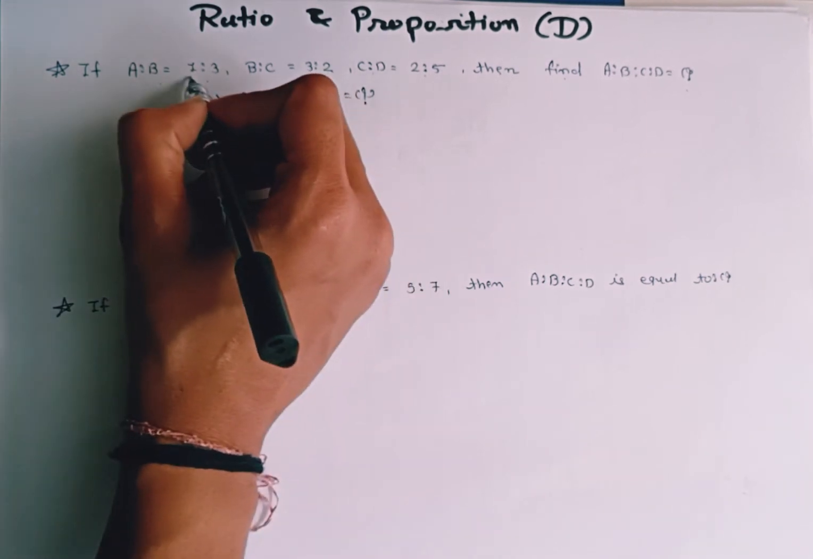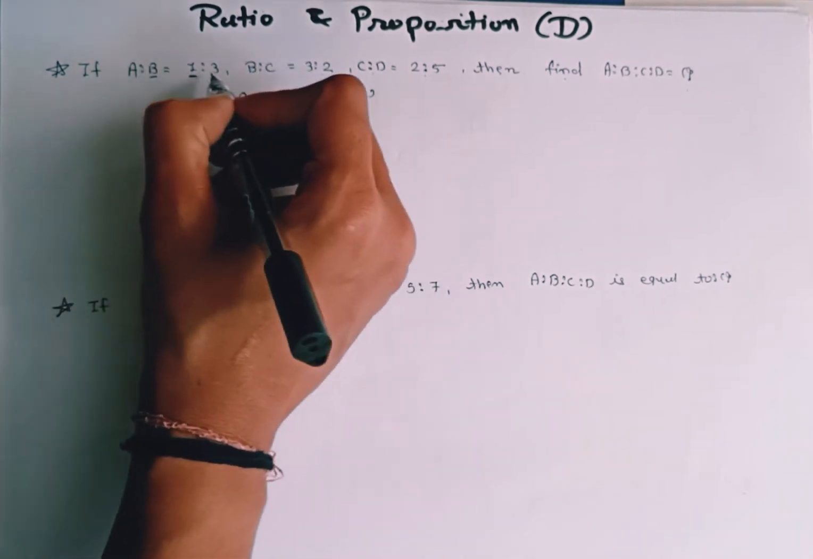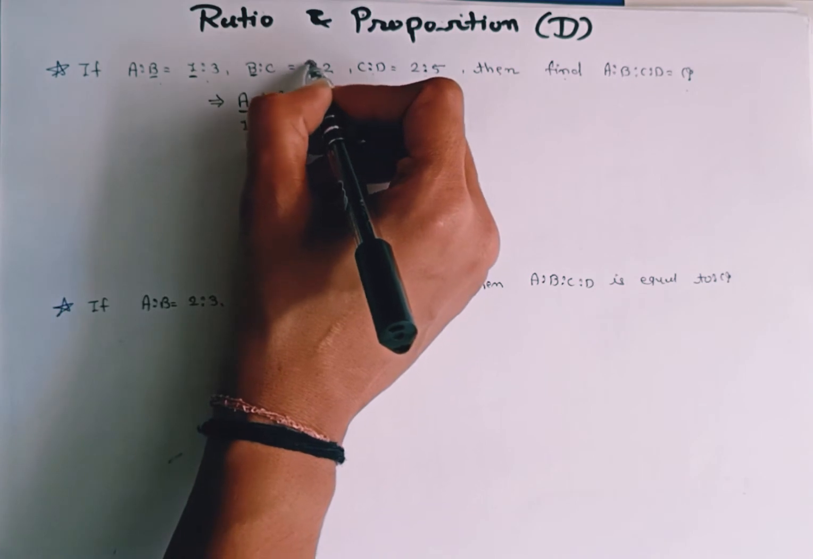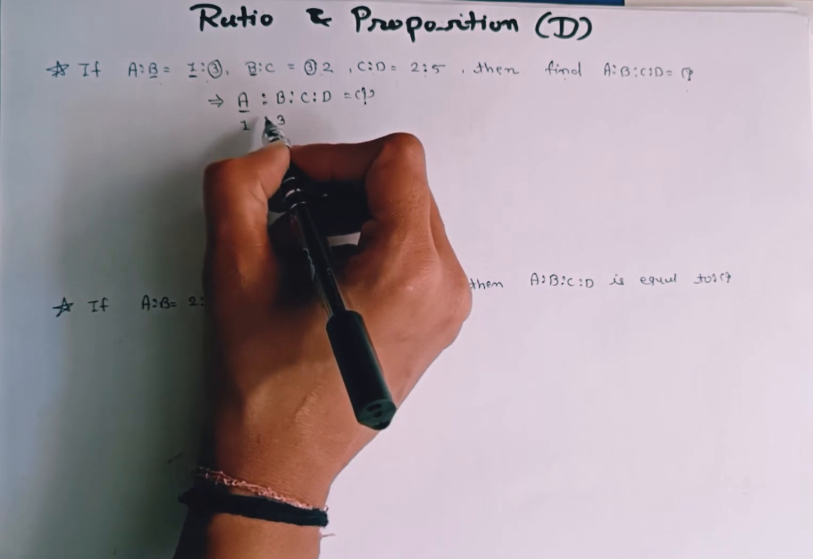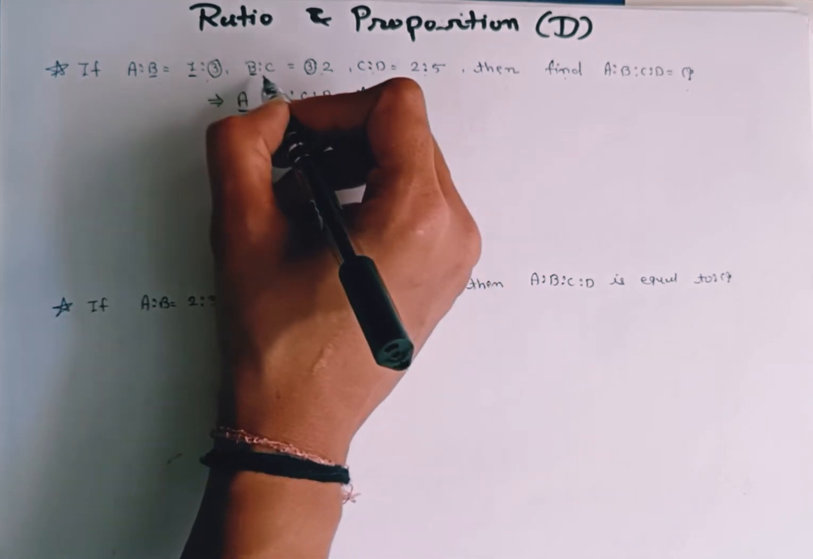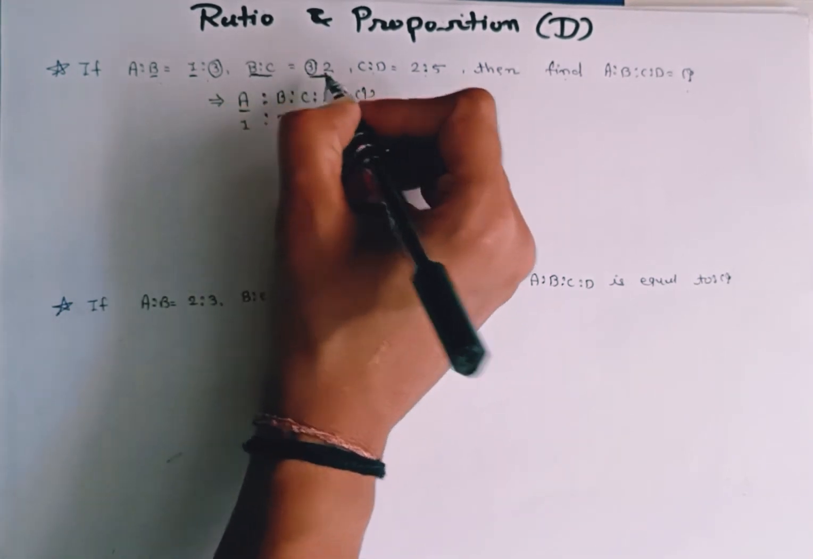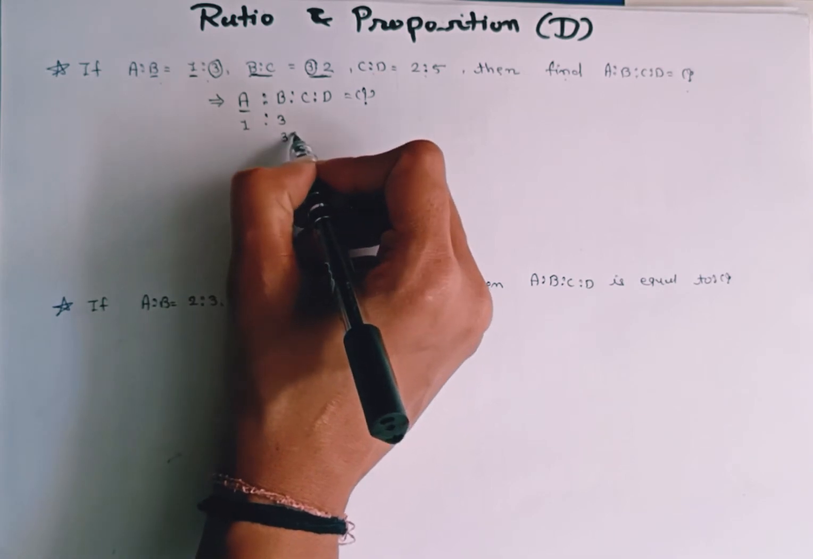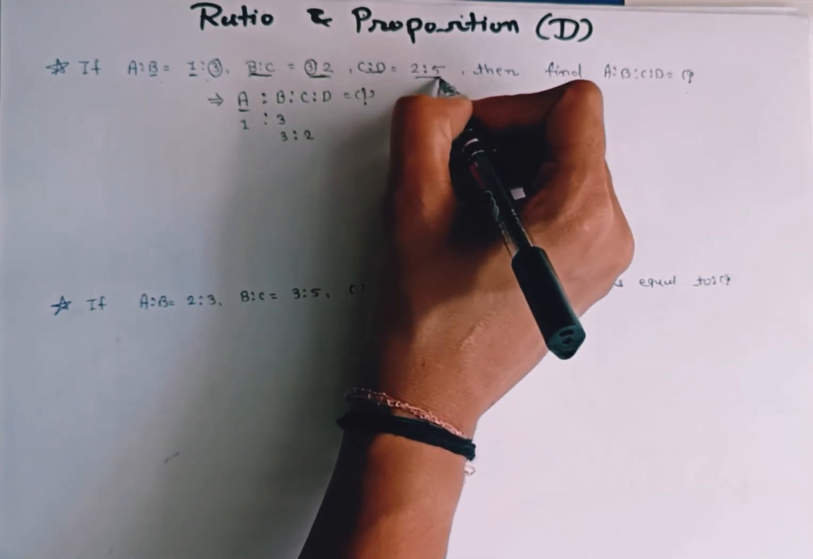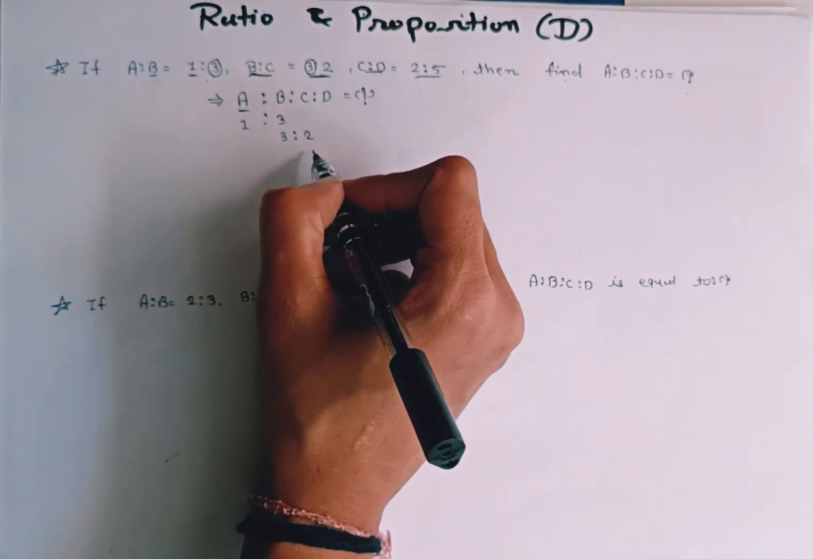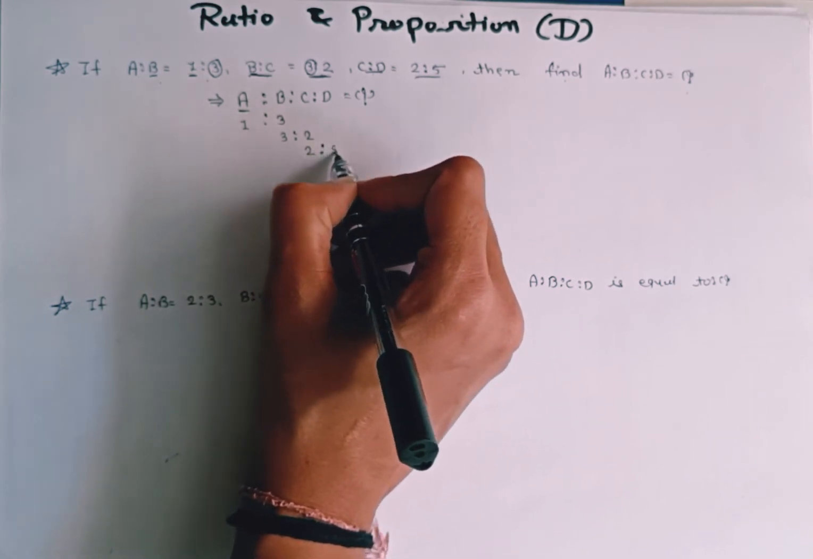We write a colon b is equal to 1 colon 3. So a is 1, b is 3. So we write b is equal to 3. Next b colon c is equal to 3 colon 2. So b bottom 3, c bottom 2. Next c colon d is equal to 2 colon 5. So c bottom 2, d colon 5.